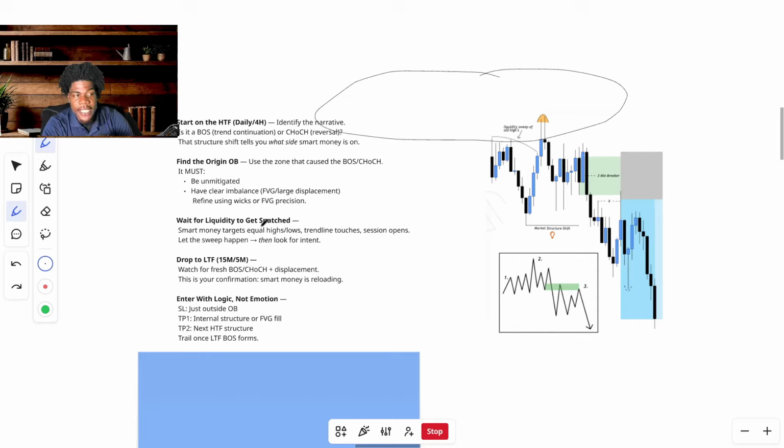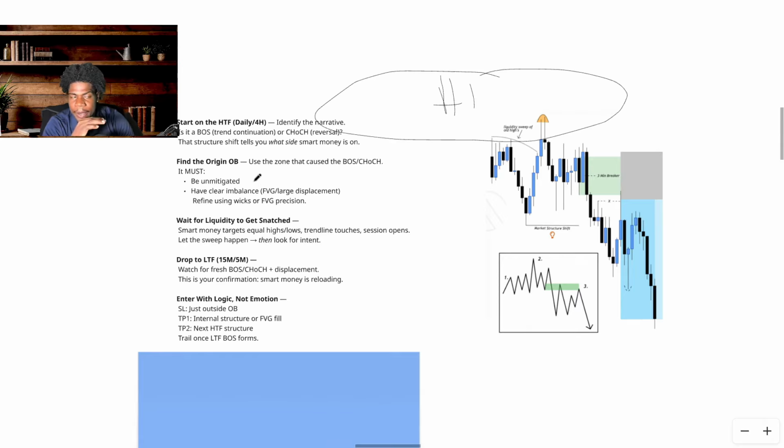We want to see price sweep liquidity. We want to see liquidity get snatched. We see price rally higher, take the liquidity of these old highs, and mitigate this higher time frame zone. It has to be an unmitigated zone. It must have a clear fair value gap or a clear displacement, or it must be a rejection order block. Like I stated before, rejection order blocks are one of the most powerful wicks, I'll say. The 50% or the 25% is a beautiful entry point.